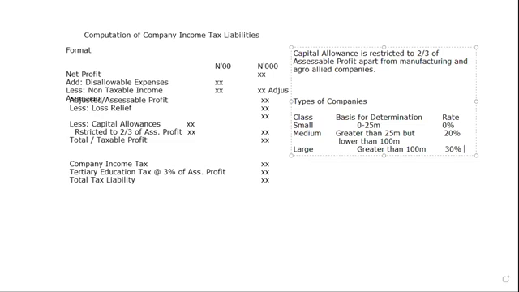Okay. The second question is on this tertiary education tax, which you said is 3% of accessible profits. But I know it used to be 2.5%. So from what date are we looking at to apply the 3%, and what date are we going to be looking at to apply the 2.5%? 2024 year of assessment.